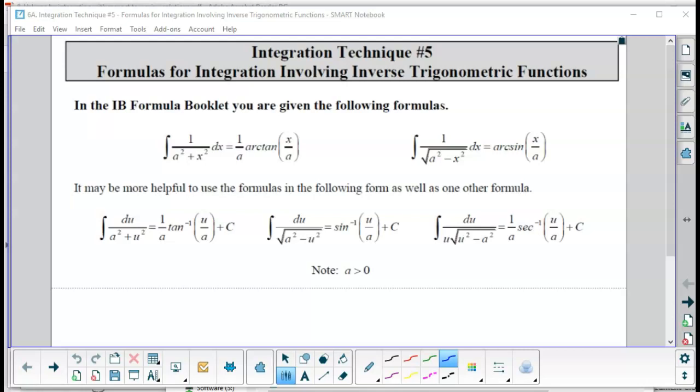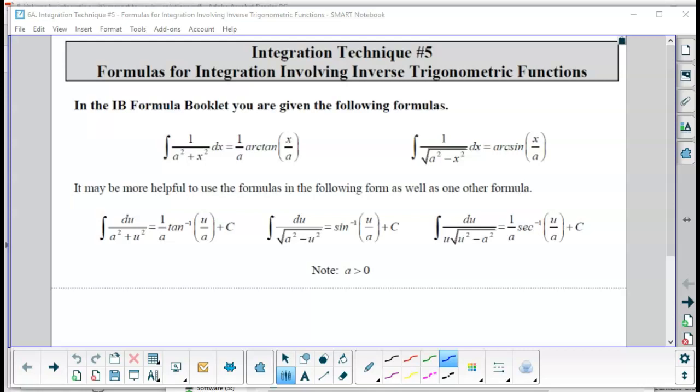IB uses arctan, arcsine, arccos. We tend to use in Canada inverse tan, inverse sine, inverse cos, that kind of thing, with the -1 representing inverse. So just realize that they are the same. There's really no difference between these. Okay, the first row and the second row, and then we've added in a third one there.